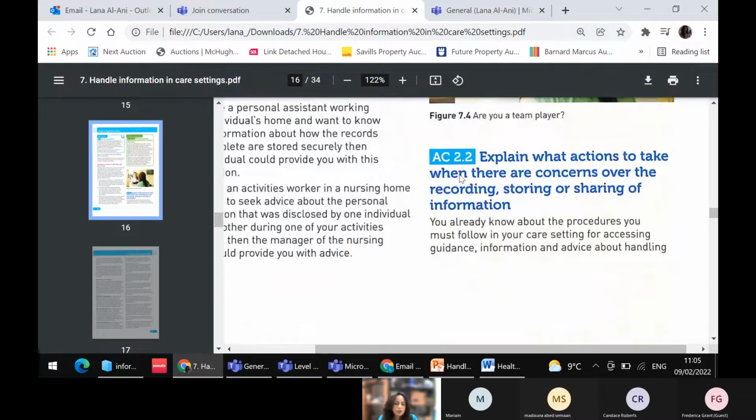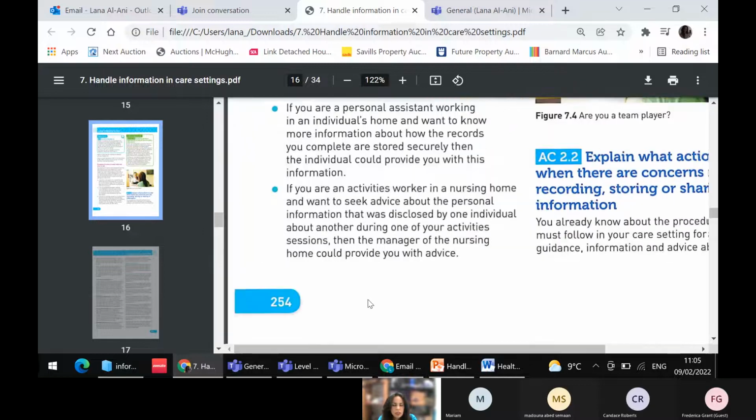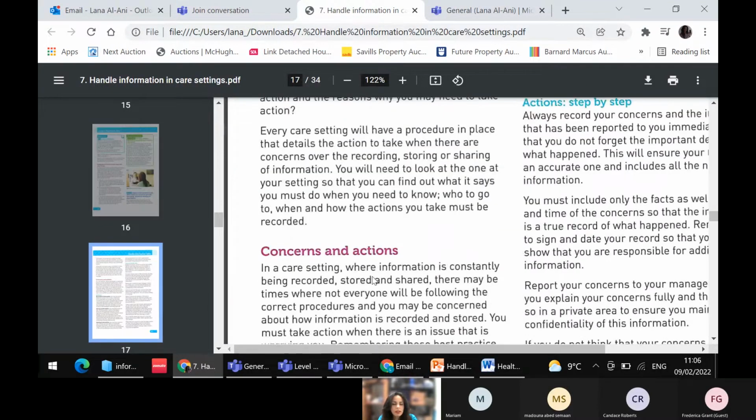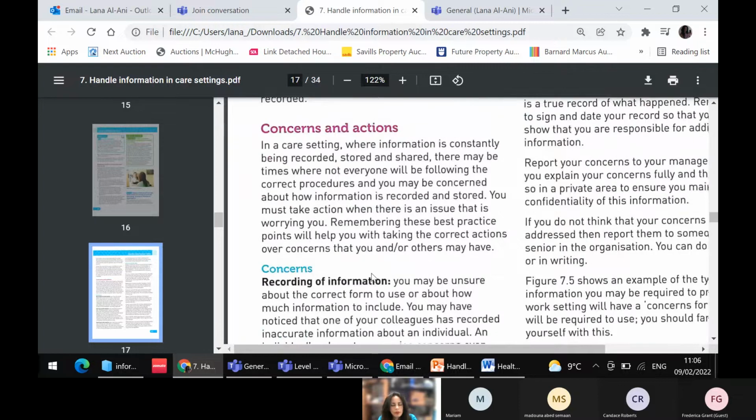Yeah, it's here. 2.2, explain what action to take when there are concerns over recording, storing, and sharing information. So now let us go back to our example, that people are standing in a corridor, like two of your colleagues, they are talking about one of the clients, and they are discussing his or her personal information and start laughing about it, which is very inappropriate. So what would you do if you have any concerns?